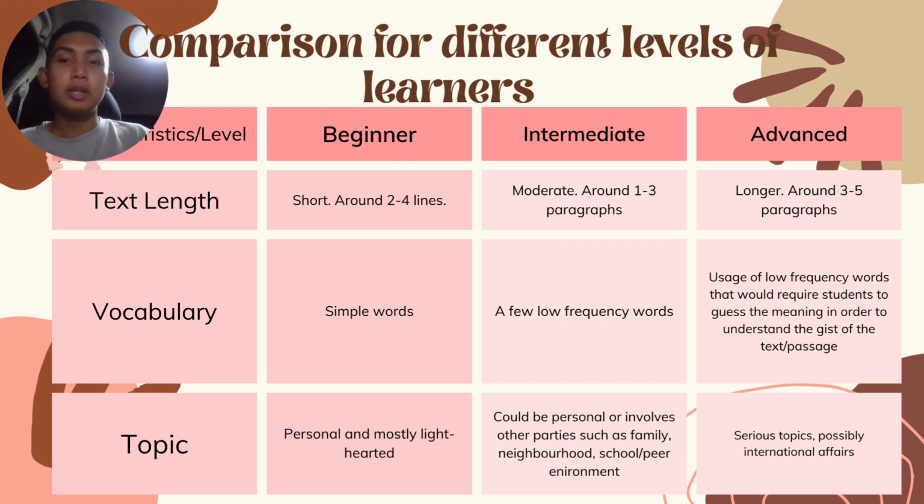For vocabulary, beginner is simple words, intermediate has a few low frequency words, and advanced uses low frequency words that would require students to guess the meaning in order to understand the key points of the text or passage. And for the topic, the beginner is personal and mostly lighthearted. Intermediate could be personal or involve other parties such as family, neighborhood, school, peer environment. And for the last one, the advanced is about serious topics, possibly international affairs.